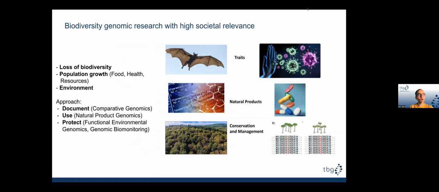So LOEWE TBG works on biodiversity genomic research with high societal relevance. We are looking into loss of biodiversity, population growth, needs for food, better health, more resources, environmental issues. And we are looking into genomes to try to find solutions for all these problems by documenting genomic diversity through the project area comparative genomics, using genomic biodiversity, looking for and discovering natural products by genomics, and synthesizing these products and testing them, and protecting biodiversity through functional environmental genomics, genomic biomonitoring, which basically means that we are looking into opportunities provided by new genomic developments to perform sustainable conservation and management of natural resources.